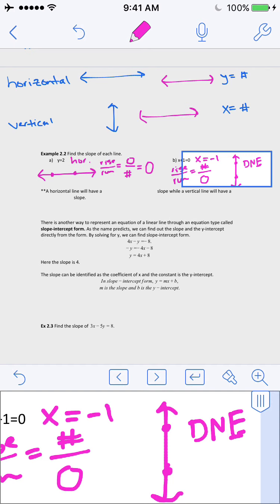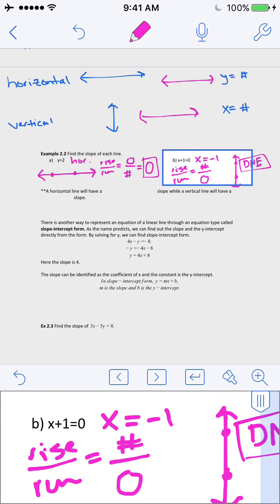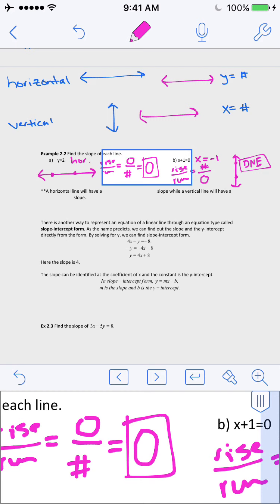Okay? Now, that doesn't mean you can pick every single slope and call it DNE. It's only the ones for vertical lines, all right? Vertical lines have a does not exist slope. Horizontal lines have a 0 slope. It really depends on whether you're running forever or you're rising forever, right? So if you have a run, you're good. If you have a rise, it's not good. Cool. Hopefully you can catch the difference between those.